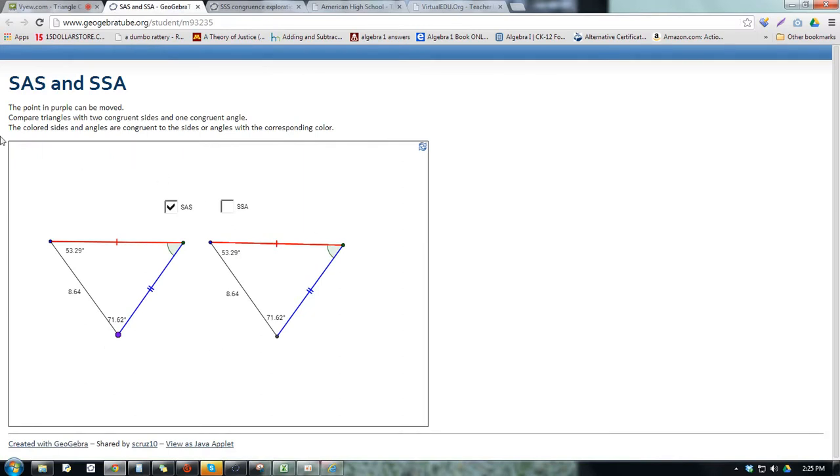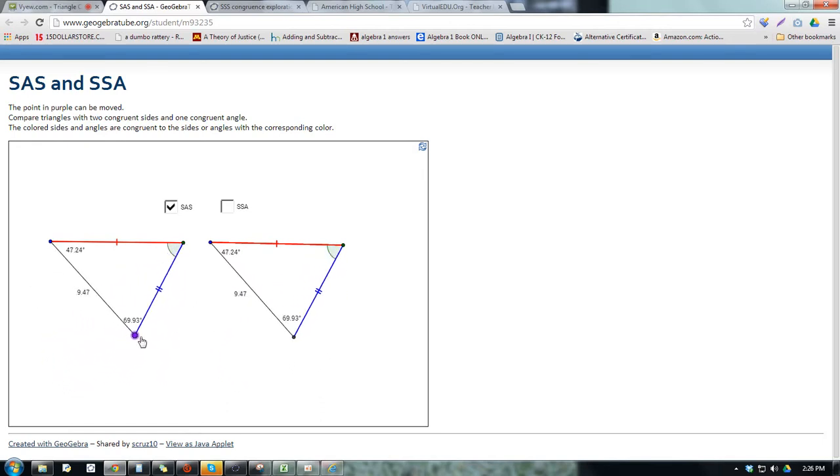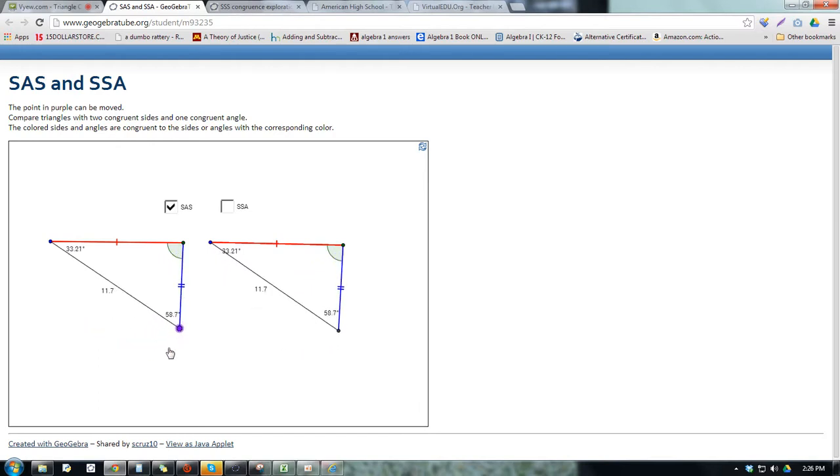All right, now if you open to this, you'll see check boxes, one with SAS and one with SSA. The two red lines will stay congruent. The two blue lines will stay congruent to each other, and the angle in green is going to stay congruent. On the left-hand side, you'll see a point that's in purple. You can actually move this point, and when it moves, the other one will make it so that those two sides and that one angle stay congruent to it. And it's going to give you all the possible cases where this occurs.